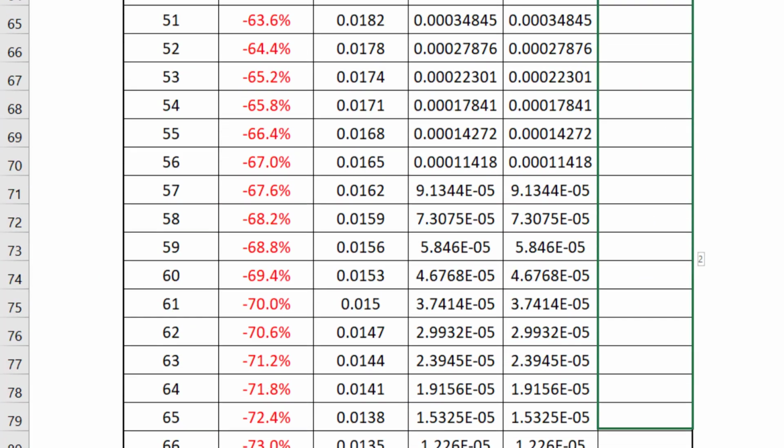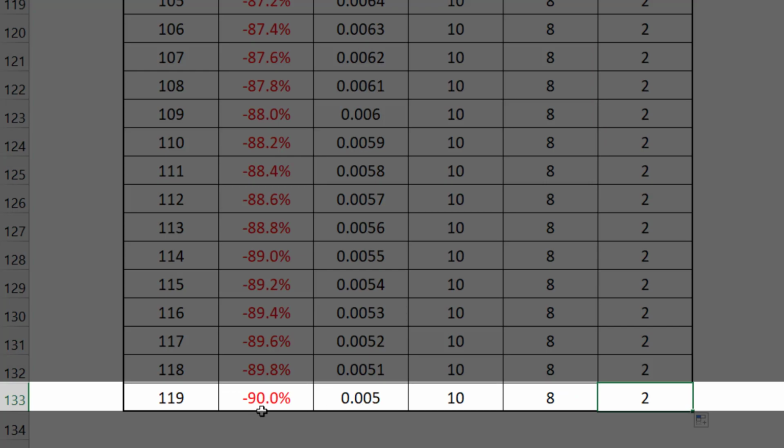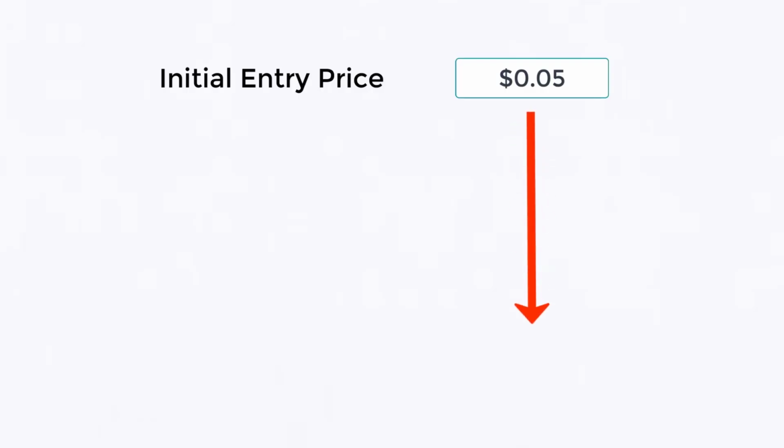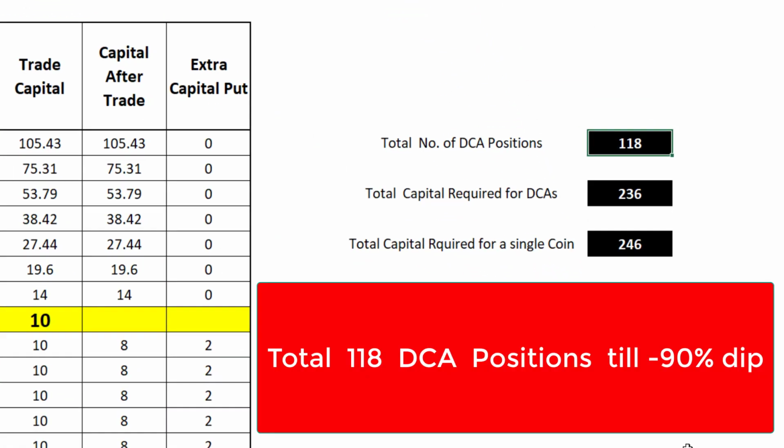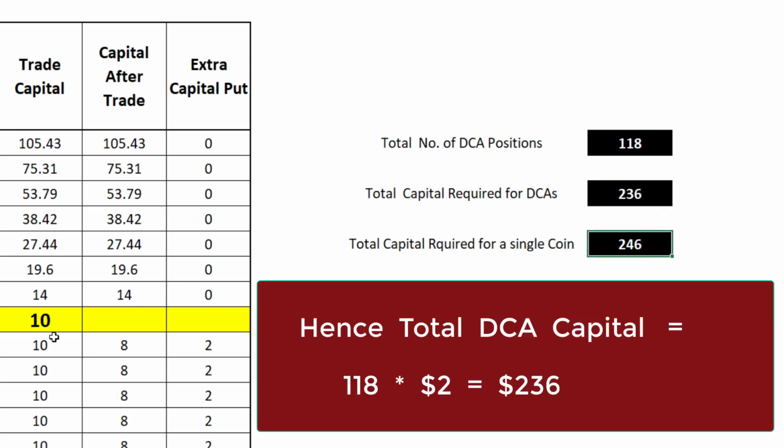Again SL will hit, we lose $2, again we will put $2 to make it back to $10, and the process will continue. We are supposed to do this until price dips to 90% from our initial entry price. Hence all our positions will be safe till a price of 90% from the initial entry price. In order to achieve that, we have to take 118 DCA orders in the downside. On each DCA position, we are putting $2. So total around $236 has to be in our trading account to withstand such a fall in price.